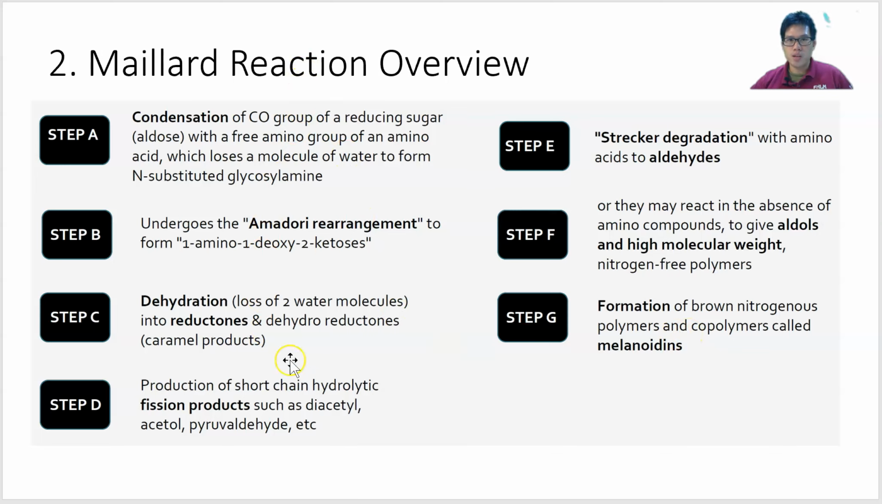You will allow a certain degree of here, then you stop. If you let them proceed more and more, and you see a lot of the brown melanoidin form, then you taste that there's some burnt smell and bitter taste. So that's why when talking about cooking, usually they will have a set amount of cooking time. It won't go on for too long.